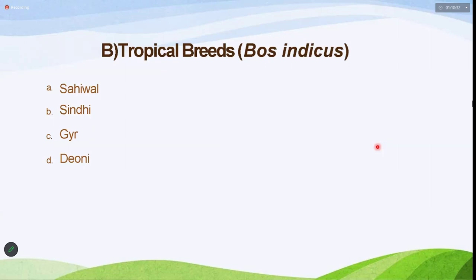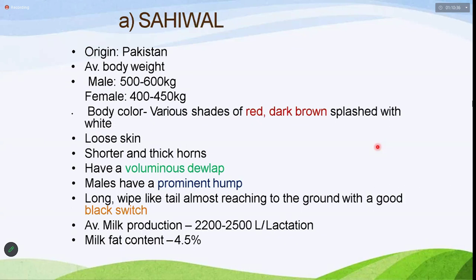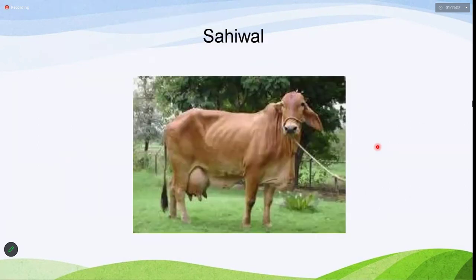Okay, now we'll see the tropical breeds such as Shaiwal, Sindhi, Gaya, and so on. Shaiwal, origin is Pakistan. Body color is red, dark brown. Loose skin, thick skin, short and thick horns are there. Voluminous udders are developed. Milk fat around 4.5. This is Shaiwal.